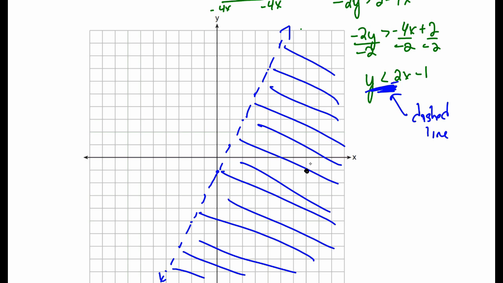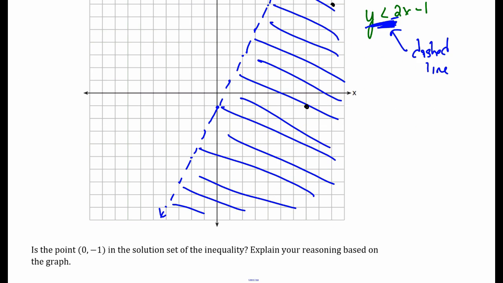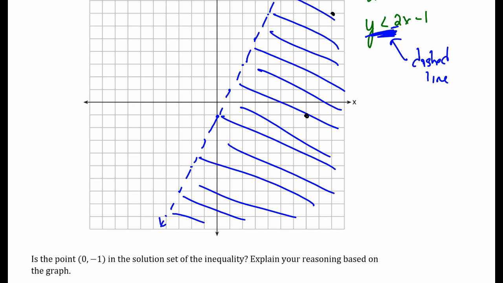This point here is a solution. That point there is a solution. But if I'm not in that half plane, I'm not a solution. The next question asked, is the point (0, -1) in the solution set of the inequality? Well, where is (0, -1)? There it is. Is that black point, let me change its color, is that purple point in the solution set? Well, explain your reasoning based on the graph.